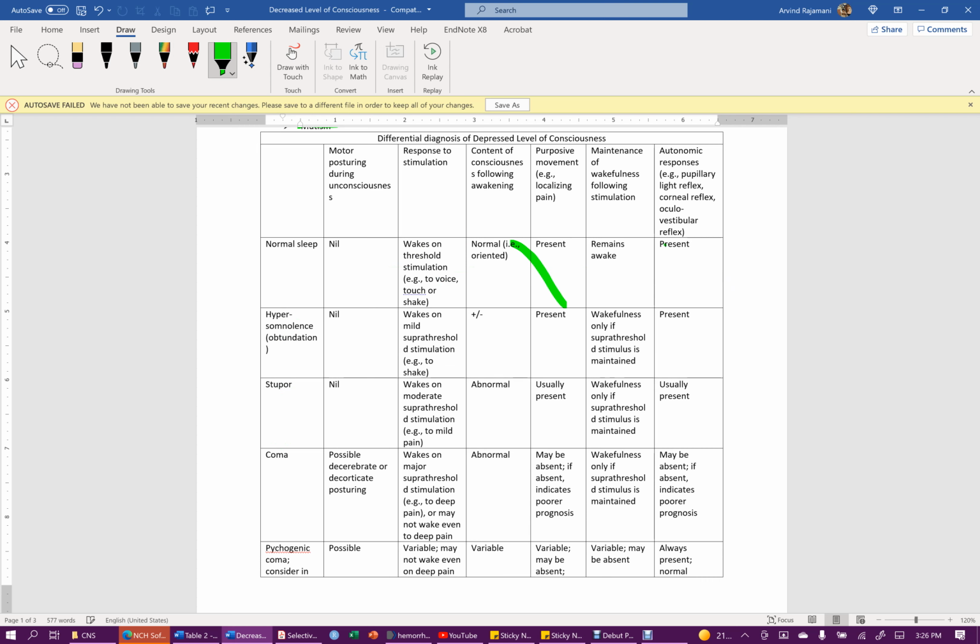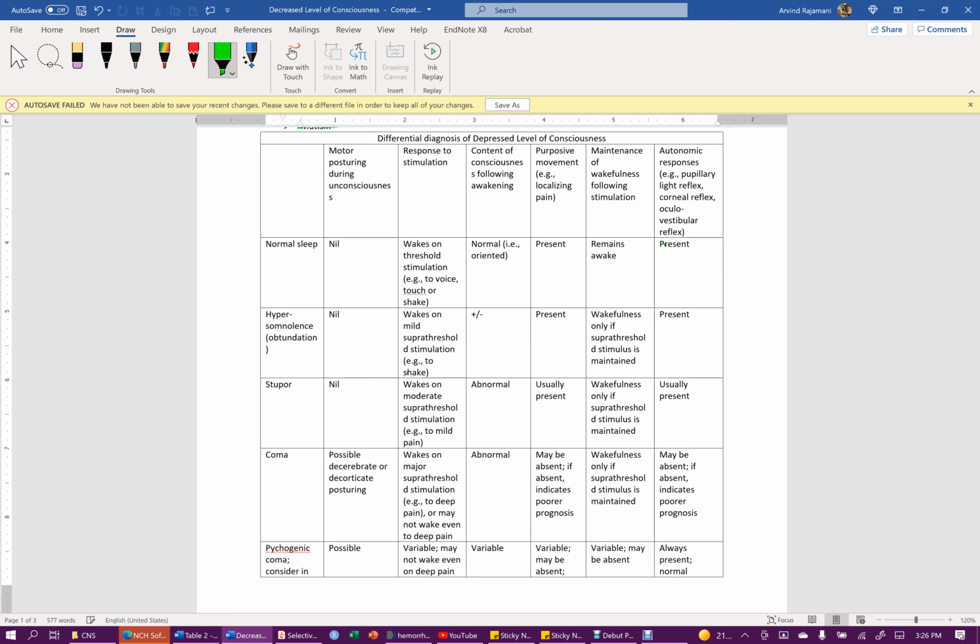So in hypersomnolence, you won't have any motor posturing. So none of these things. You'll find that you don't have any motor posturing till you get to the stage of coma. The response to stimulation: in normal sleep you need threshold stimulation, whereas here you'll need a mild supra threshold stimulation, which means you need to shake them rather than just call their name. And in stupor you will have to potentially give some mild pain.